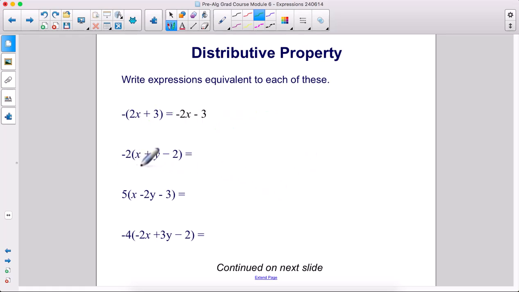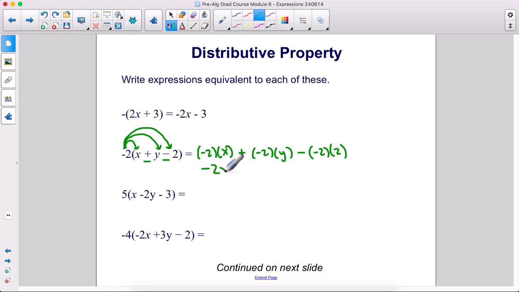Negative 2 times x plus y minus 2. All right, so first we distribute to the first term. Negative 2 times x plus negative 2 times y minus negative 2 times 2. And that gives us negative 2x minus 2y. And look at that, we have two negative signs. It's going to cancel out and give us a plus sign, plus 4.